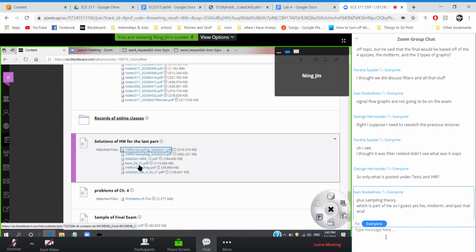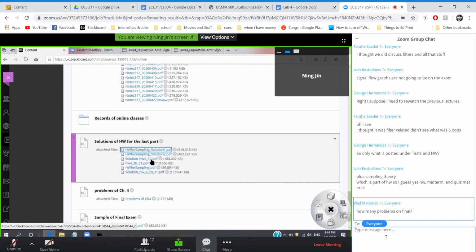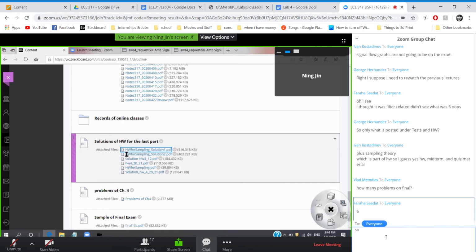We have these 3 problems coming from the textbook, and I also give you 2 problems here. Homework for sampling, the PDF. 2 problems. The first problem has 3 small problems, A, B, C, and the second has 6 small problems, A through F. And the solutions, homework solution for sampling 1 and sampling 2, are according to the first and second problem of this homework. And the solutions of homework problems 20 and 21, and of 12, right? So this is the last part. And the problems for chapter 4 are here.